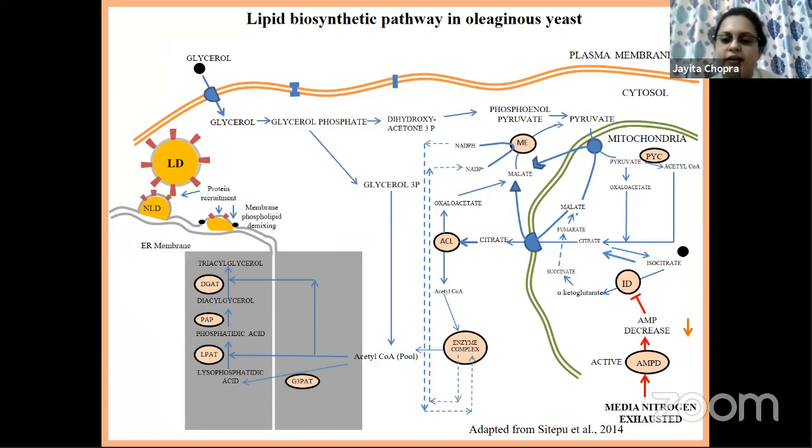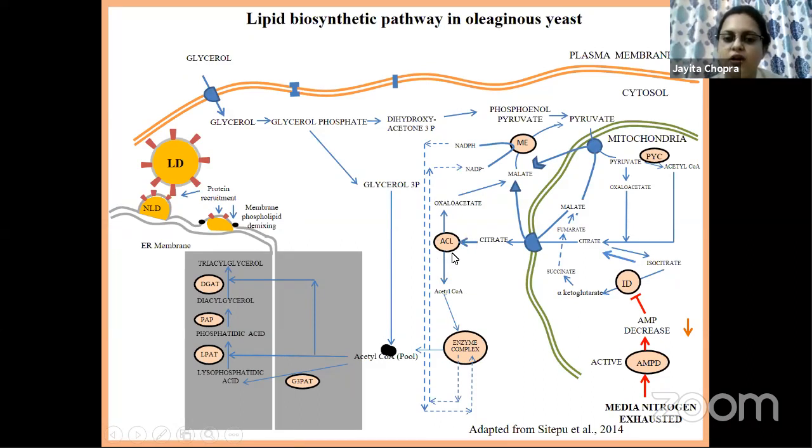As I mentioned, nutrient limitation, mainly nitrogen limitation, causes lipid accumulation in oleaginous yeast. This pathway shows how the flux is driven towards lipid accumulation. So what exactly happens inside the cell? When the media nitrogen is exhausted, the enzyme AMP deaminase gets activated and the level of AMP decreases. This in turn inhibits the enzyme isocitrate dehydrogenase. So isocitrate is converted back to citrate and it is funneled out of the mitochondria, where it is acted upon by ATP citrate lyase.